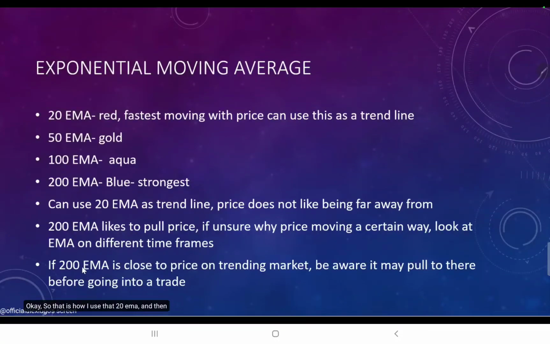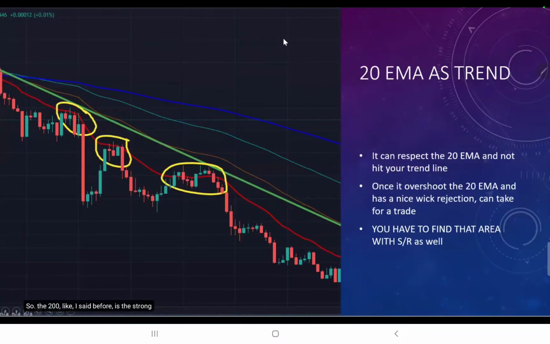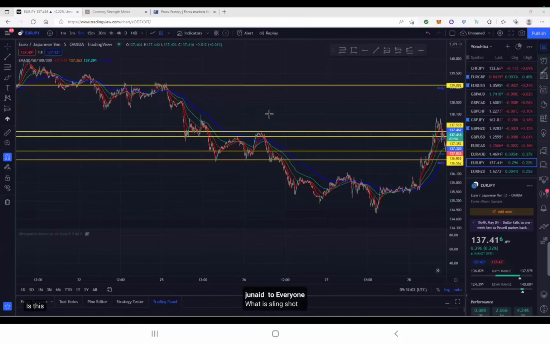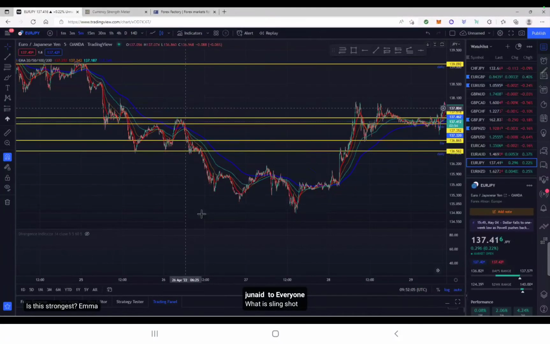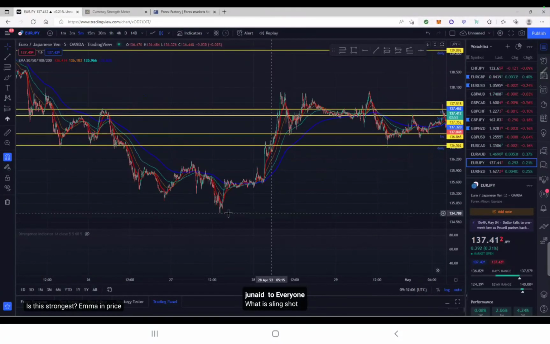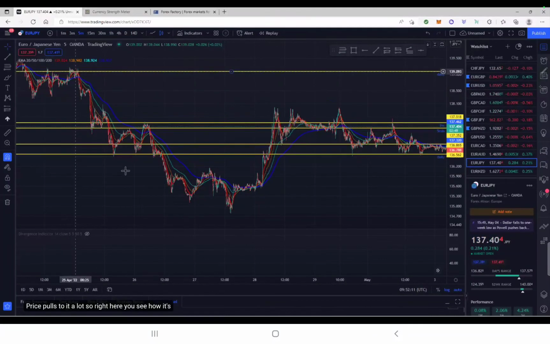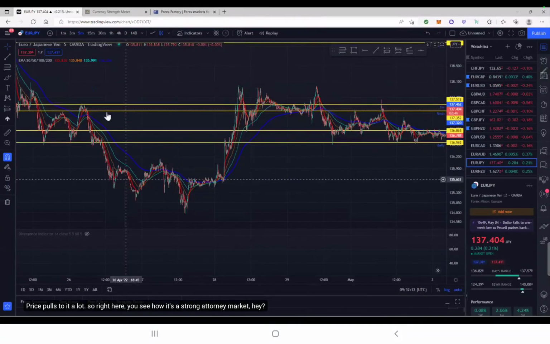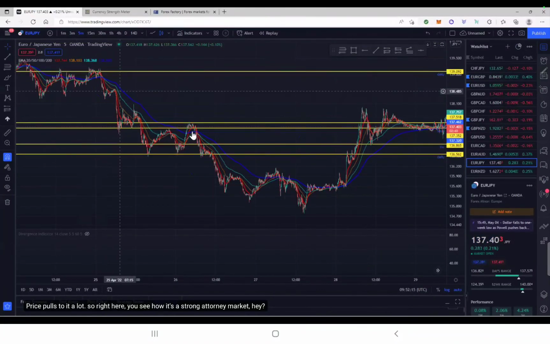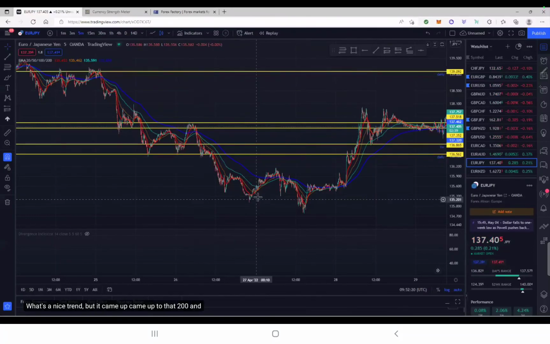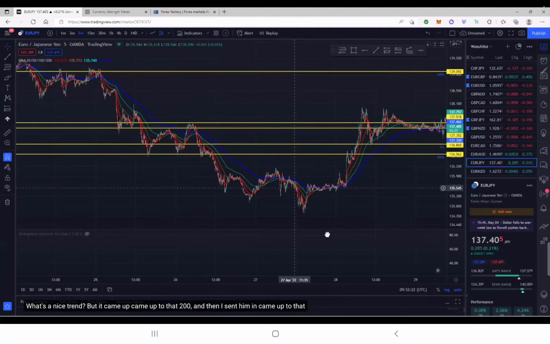And then, the 200, like I said before, is the strongest EMA, and price pulls to it a lot. So right here, you see how it's a strong trending market. Okay, it was a nice trend, but it came up to that 200, and then it sank again. Came up to that 200, sank again.